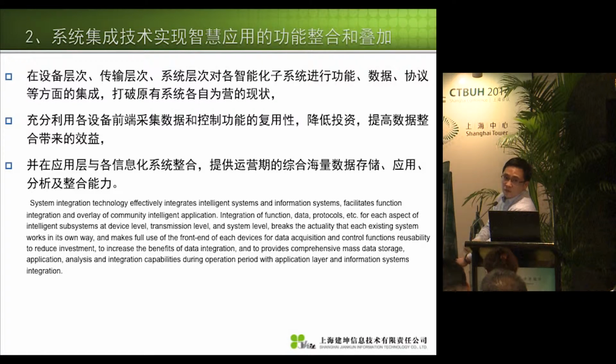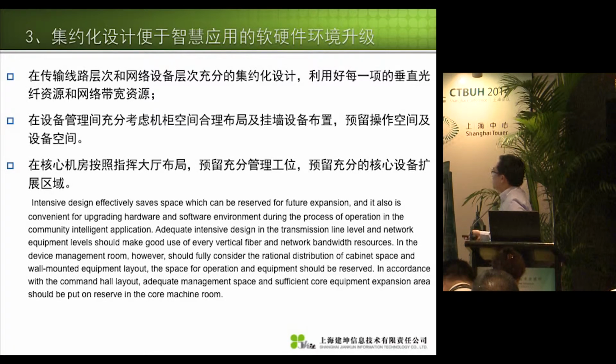So we would like to make full use of all those equipment to collect this information and to have better control functionalities, to minimize our investment, and also to improve the benefits of data integration. At the same time, we will also integrate the application layers with all the information-based systems in order to make sure that we can store, apply, analyze, and integrate all those metadata.